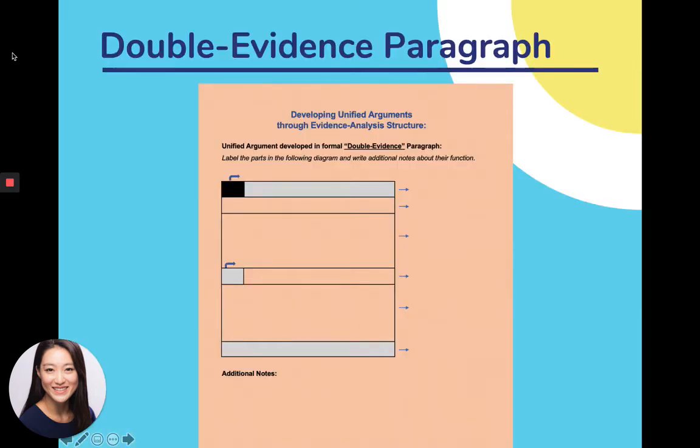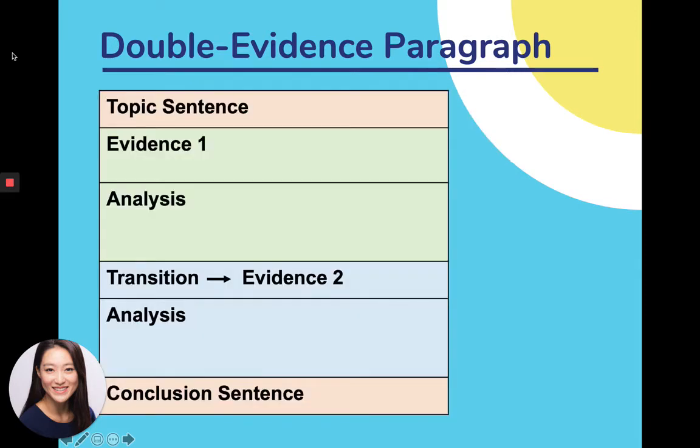Speaking of logos, it's really important that your body paragraph follows a very specific structure I'm about to teach you, and I call this a double evidence paragraph structure. I'm in this section of the booklet, so please follow along and label this paragraph. Your body paragraph looks like the following. It opens with a topic sentence.